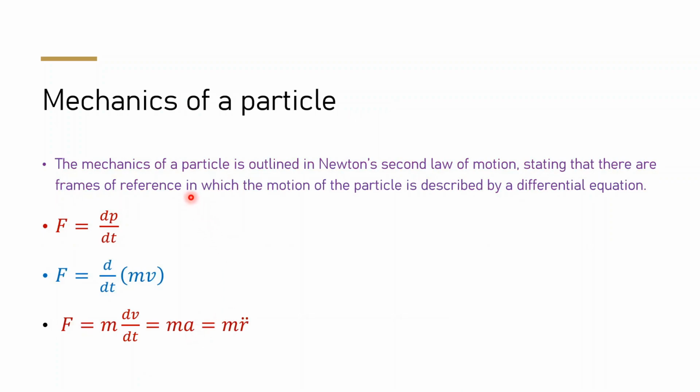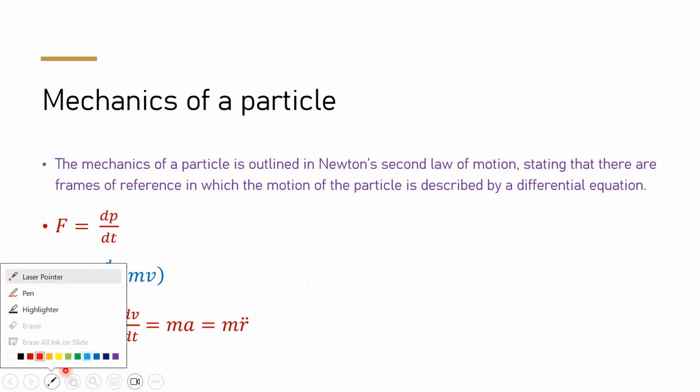Usually, the mechanics of a particle is outlined in Newton's second law of motion, stating that there are frames of reference in which the motion of the particle is described by a differential equation. According to Newton's second law, F is equal to dp by dt. Then replace P by means of mv. By considering mass of an object as a constant, we can write F is equal to m into dv by dt. Rate of change of velocity is our acceleration. Then replace acceleration by R double dot.